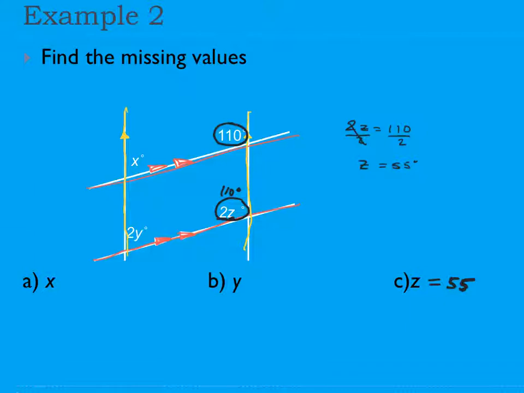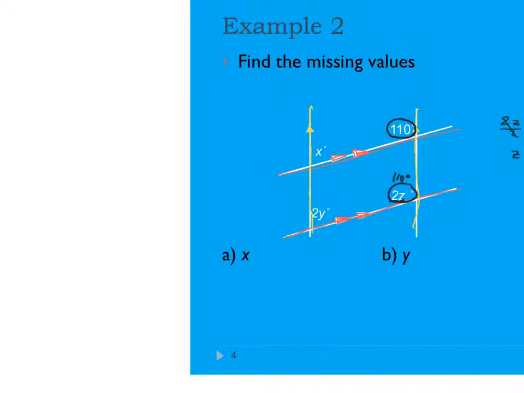Yes, ma'am? Because 2y and 2z are same side interior angles. Okay, good. So they're supplementary. 2y and 2z are same side interior angles, therefore they're supplementary. So what should I do with them? Because 2z is equal to 110, it would be 2y plus 110 is equal to 180. Good. So let's do that substitution property and just swap that out.